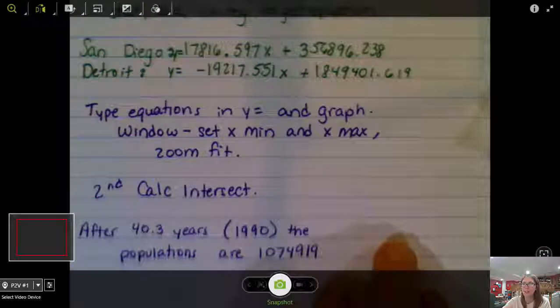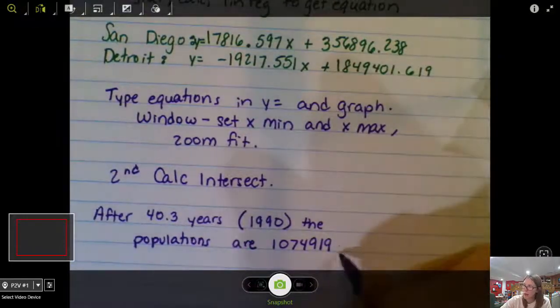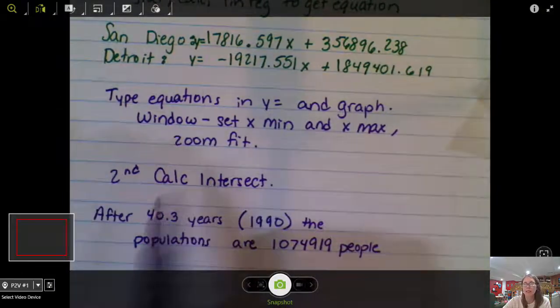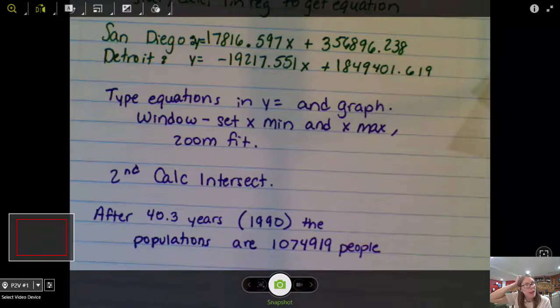So it's a long process here, but the intersecting process on our calculator will help make that process a little bit easier, especially when our intersection's not a whole number.